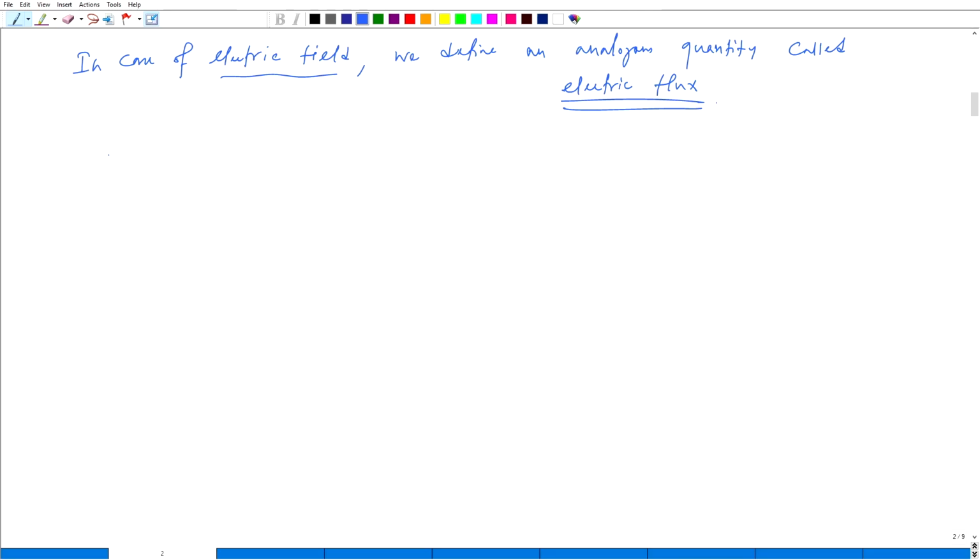So in this context we consider the electric field lines, that means the number of electric field lines crossing a unit area, okay, placed normal to the field direction. So instead of liquid in the previous case, we consider the electric field lines in this case, okay. So this is not a physical observable.